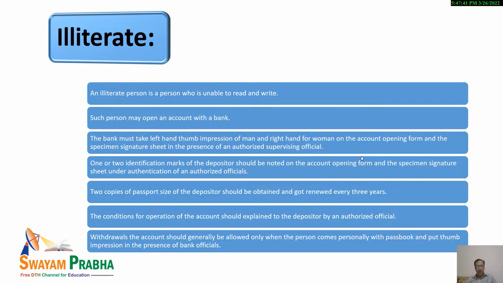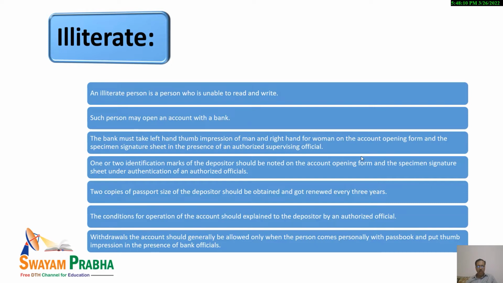And on the specimen signature sheet, I have already told you, the thumb impression of the man, left hand thumb impression in case of males, and right hand thumb impression in case of females should be taken, and it should be done under the supervision of authorized officials. Then two copies of passport size photographs should be taken, and these should be renewed from time to time.